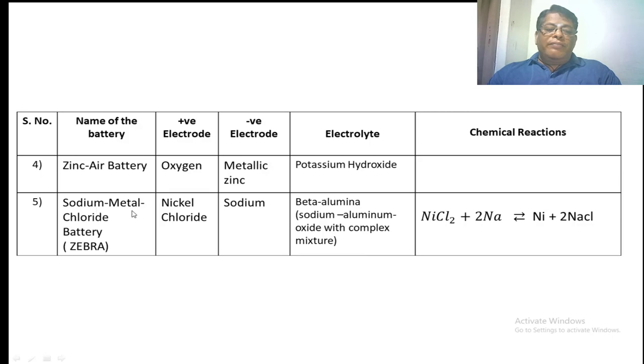The fifth one is the sodium metal chloride battery. Another name for the sodium metal chloride battery is the zebra battery. Nickel chloride is the positive electrode and sodium is the negative electrode. Beta alumina, which is a sodium aluminum oxide with a complex mixture, is used as the electrolyte. This is the chemical reaction which occurs in a zebra battery. The upper arrow represents charging, the lower arrow represents discharging.